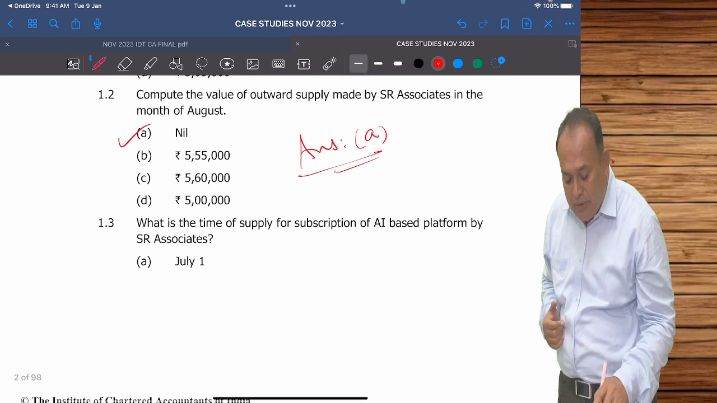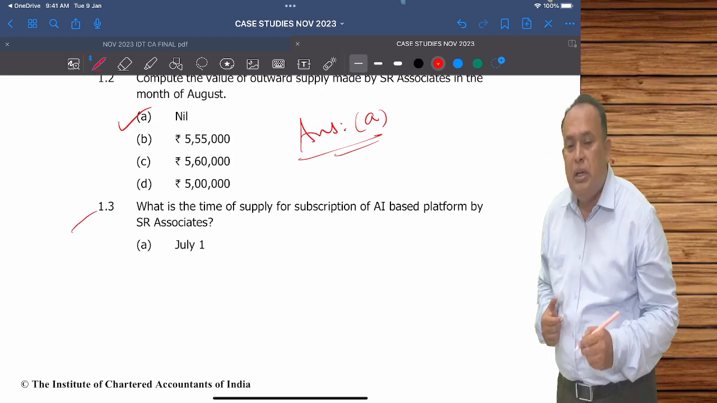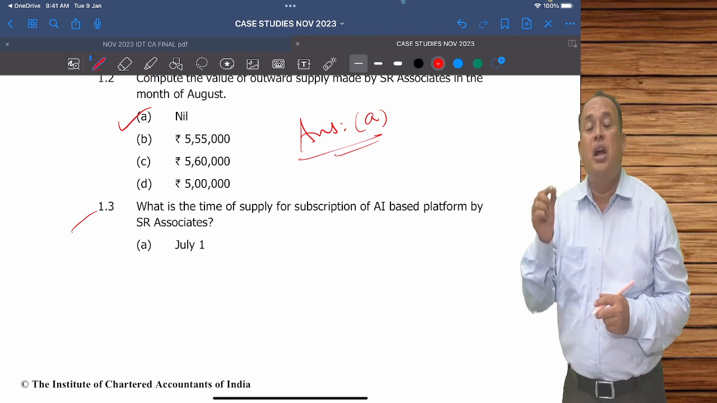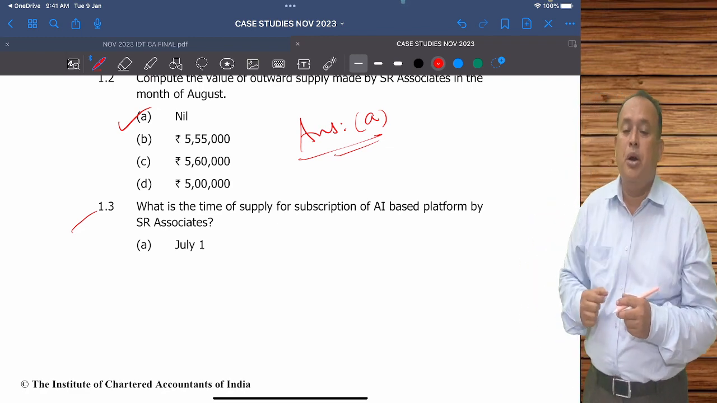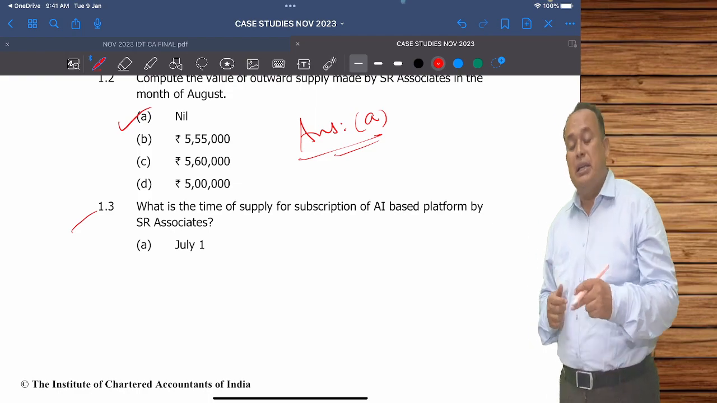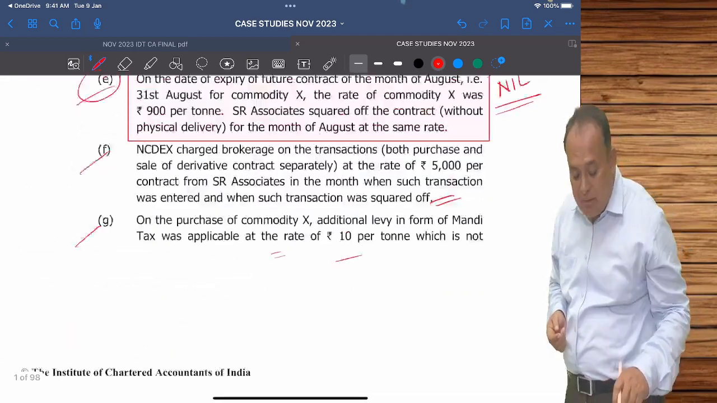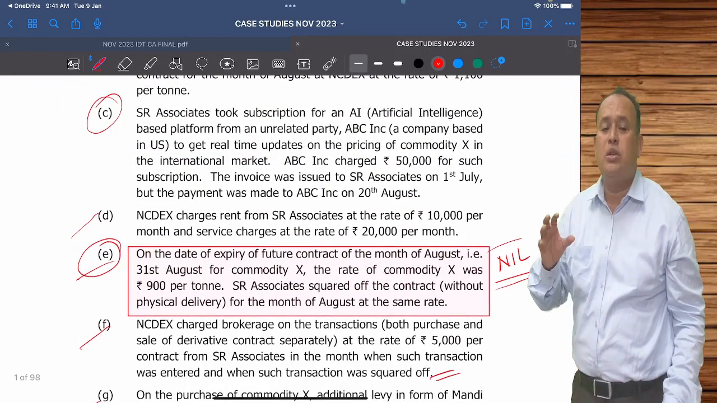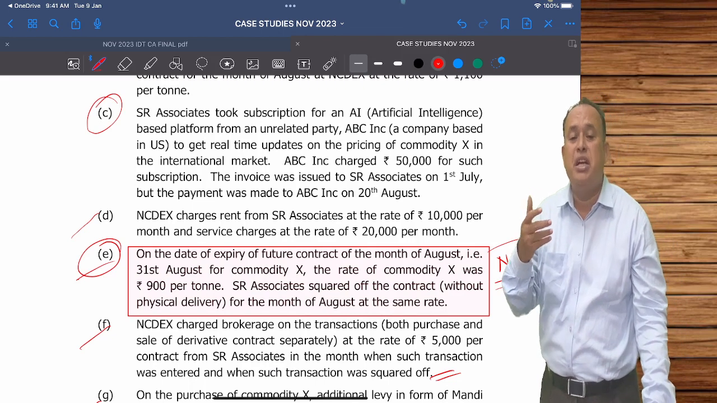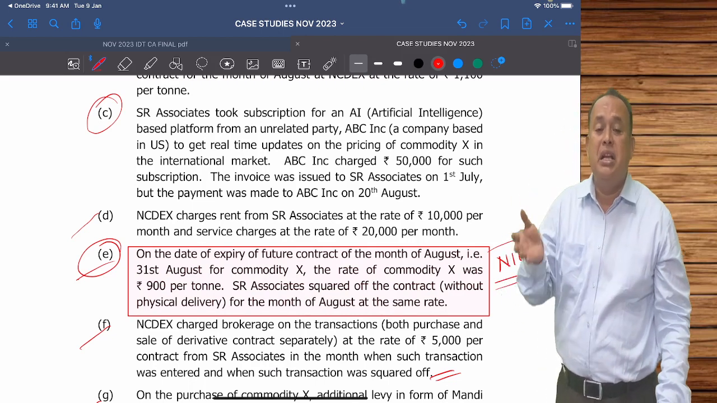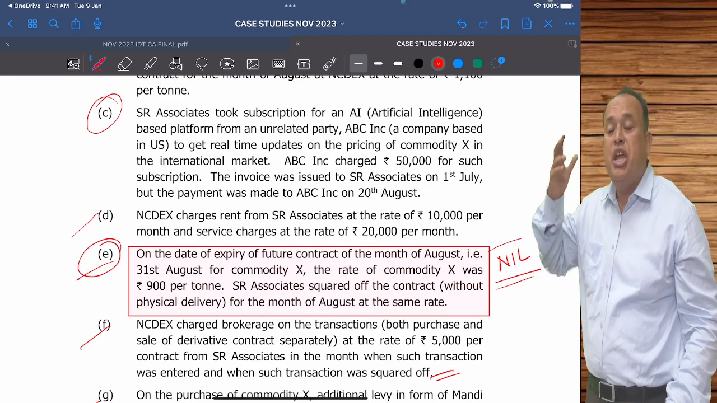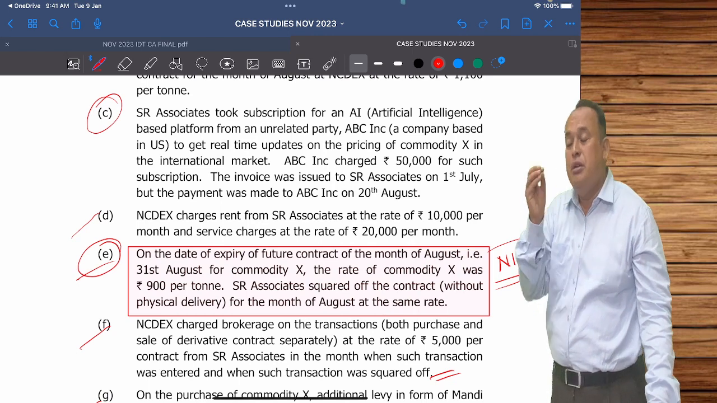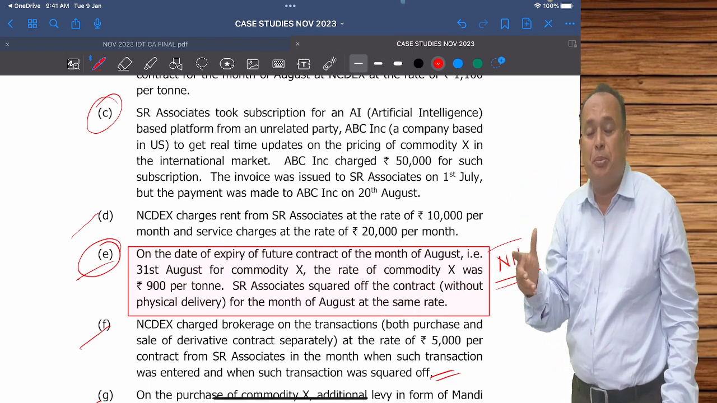Further, referring to here, my dear friends, the next point: what is the time of supply for subscription of an artificial intelligence based platform by SR Associates? Time of supply where they have imported these services. If you refer to point number C, SR Associates took a subscription for an artificial intelligence based platform from an unrelated party, ABC Incorporation, located in the USA. From them they imported the services by paying 50,000 rupees. Import of services where reverse charge, RCM, is applicable.